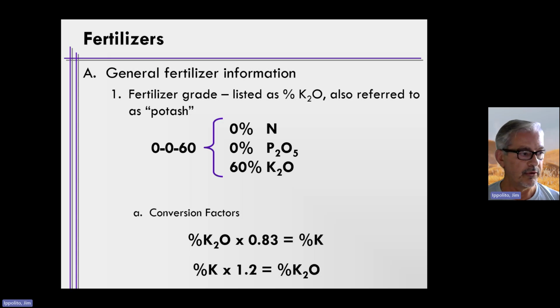Where do these numbers come from, 0.83 and 1.2? These come from the molecular weight of potassium as compared to the molecular weight of K2O. I'm not going to go through the math, but if you are interested, pull out a periodic table, determine the molecular weight of potassium and the molecular weight of potassium oxide, K2O, or potash, and then look at the ratio between the two. Do the math, one over the other, and you'll come up with either 0.83 or 1.2.